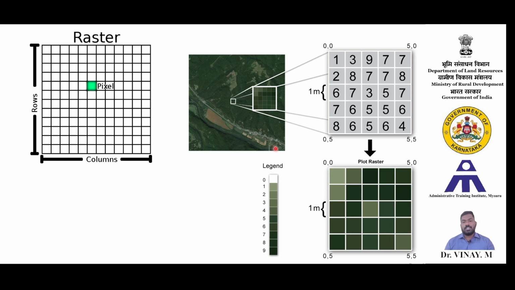So similarly, like the example of the human eye, the sensor has the capability to record the energy emitted or energy reflected from the earth surface. So these values are nothing but the digital number.